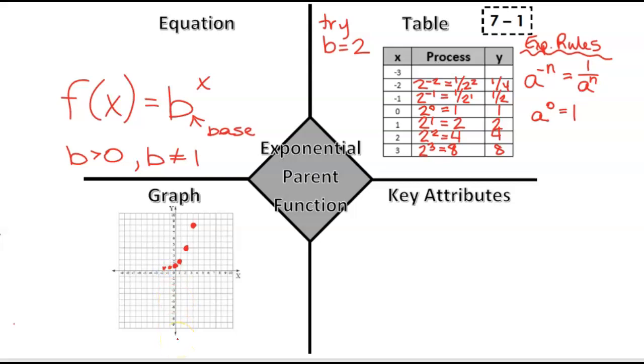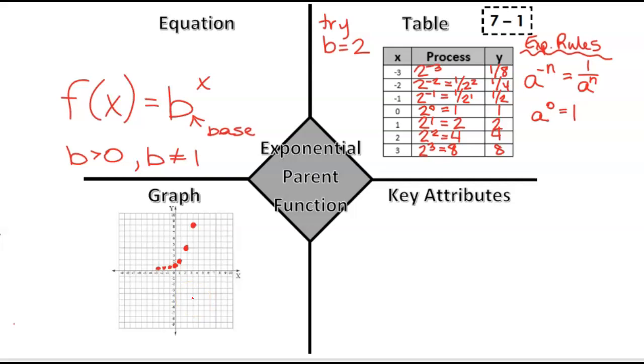So the denominator, like this, 2 to the power of -3, is going to be 1 over whatever that positive exponent was. 2 to the power of 3 was 8, right? So this is 1 over 8. So if I graph (-3, 1/8), again with the fat pen, it's going to look like it touches the x-axis, but does it really? No, and so that's something that I want to talk about.